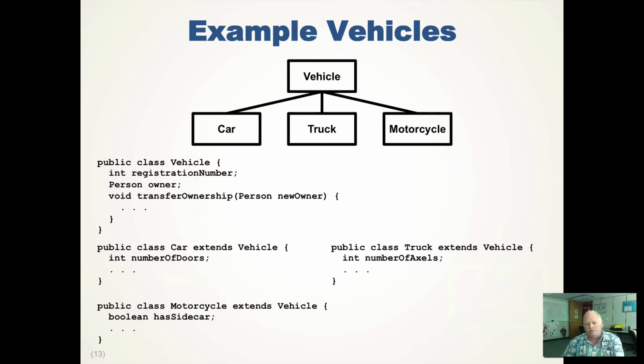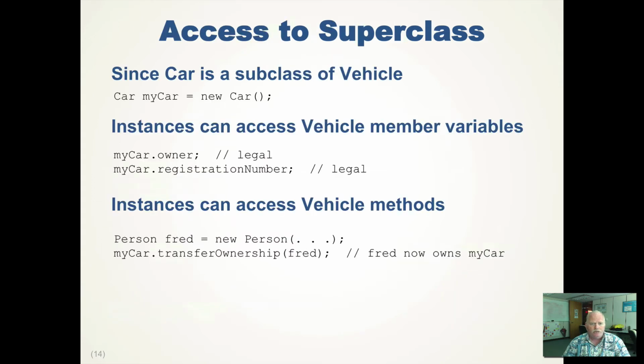The Truck extends Vehicle, and it has a member variable for number of axles, but it doesn't have a member for the number of doors. And the Motorcycle, same thing. It has a Boolean that says whether or not it has a sidecar, but it doesn't have any doors because motorcycles don't have any doors, and it doesn't really have any axles, so it's got its own thing. So now we've got 4 classes, 3 of them are subclasses of Vehicle.